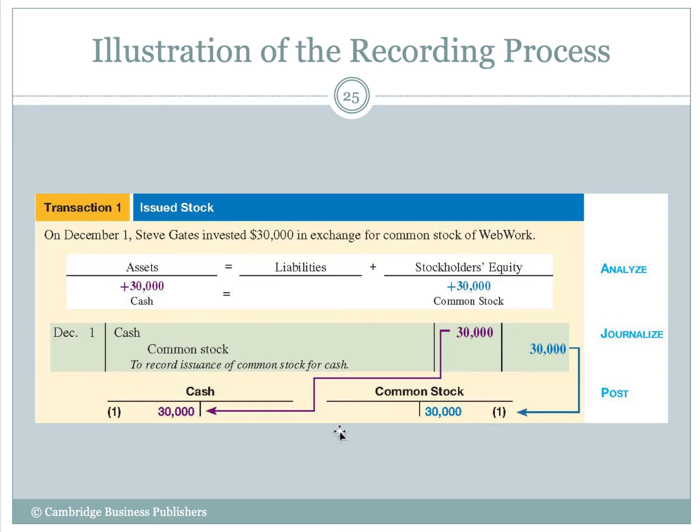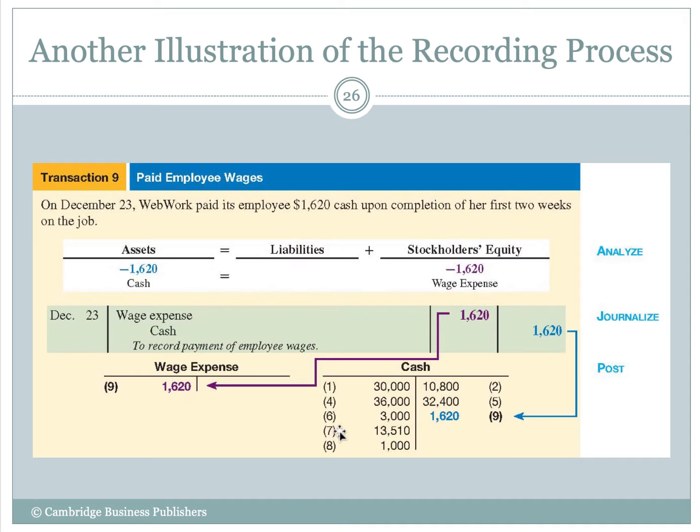Okay? Same thing with common stock. I need to credit my common stock. Well, why am I crediting common stock? Well, first off, I analyze the transaction and common stock goes up. I did my journal entry that says I need to credit common stock because common stock increases with a credit. Now I need to post that to the common stock account. Okay, and we go all the way through each of these transactions.